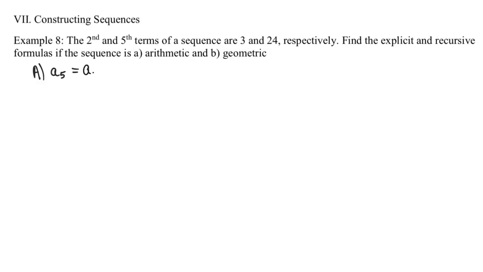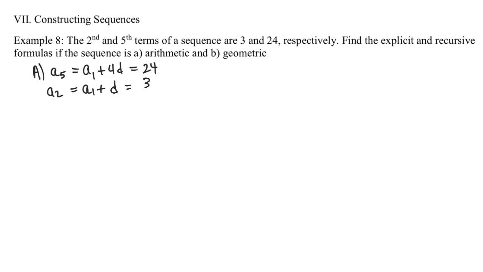I take the first term and I add n minus 1 differences, which in this case would be 4 differences. So a sub 1 plus 4d is going to equal 24. Now, to find the second term, I would take the first term and add n minus 1 differences. For the second term, n is 2, and 2 minus 1 is 1. So that's just going to be a sub 1 plus d, and this is going to equal 3.